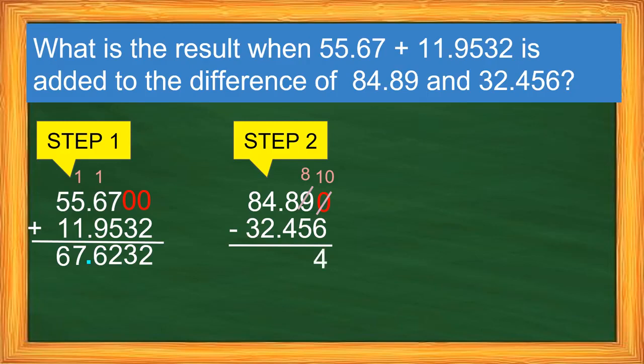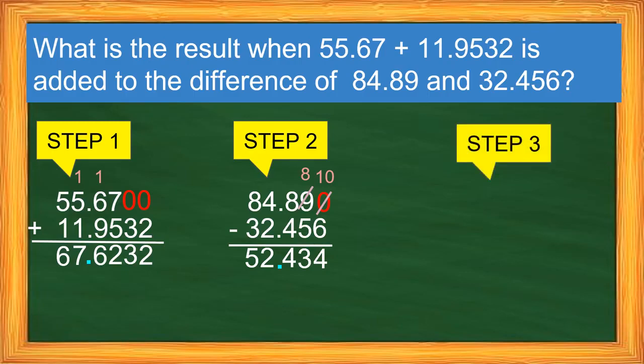So, 10 minus 6, we have 4. 8 minus 5 is 3. 8 minus 4 is 4. And 4 minus 2 is 2. And then 8 minus 3 is 5. And then sagot natin dapat may decimal point. Okay? Binaba lang natin yan ha. Naka-align lang. Okay? And then step 3. Okay? I-add na natin yung results ng dalawa.